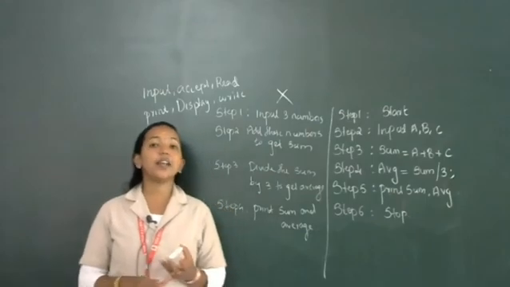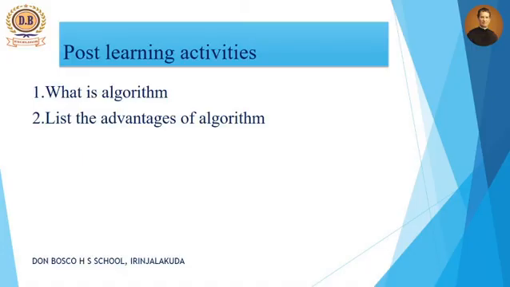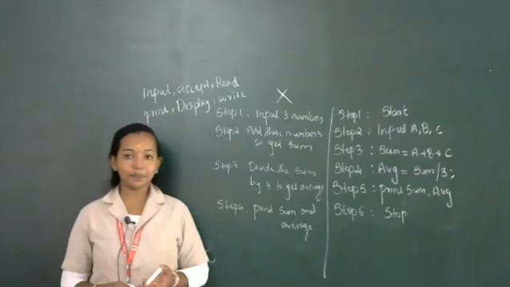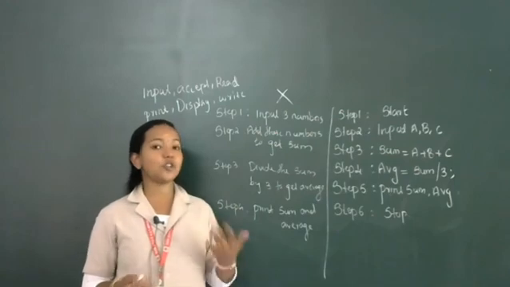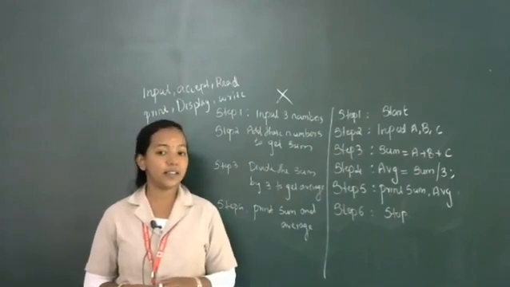Then you want to write some questions in your notebook. First question, what is an algorithm? You want to write the definition of an algorithm. Second, list the characteristics or advantages of an algorithm. These 2 questions you want to write. Then the remaining section, that is flowchart, we will discuss in the next video.